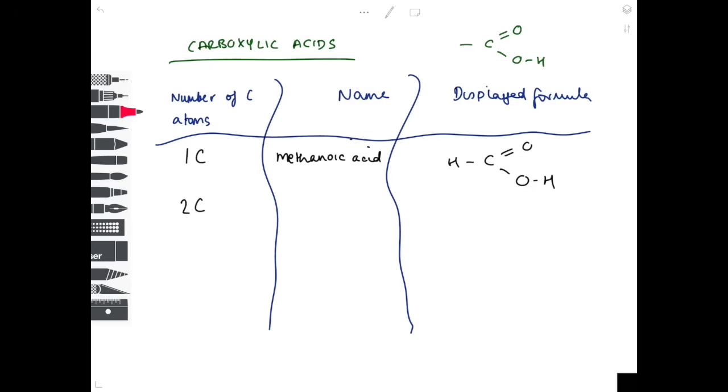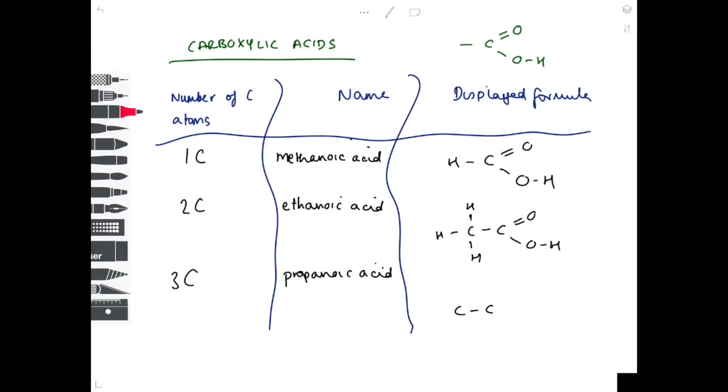Looking at 2 carbons now, so that means it's eth, so it's ethanoic acid. 2 carbons next to each other, here's our key functional group. Fill up with hydrogens where necessary, and that is ethanoic acid. Looking at the 3 carbon version, so propanoic acid, 3 carbons in a line, there's your functional group, fill up with H's.